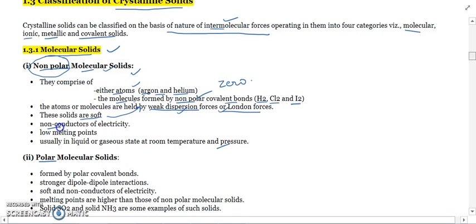Next point is they are non-conductors of electricity because there is no presence of ions or electrons. That's why they are non-conductors of electricity. They also have low melting points because they have weak dispersion forces. Next, the attractive forces are very weak, therefore they are found mostly in liquid or gaseous states at room temperature.